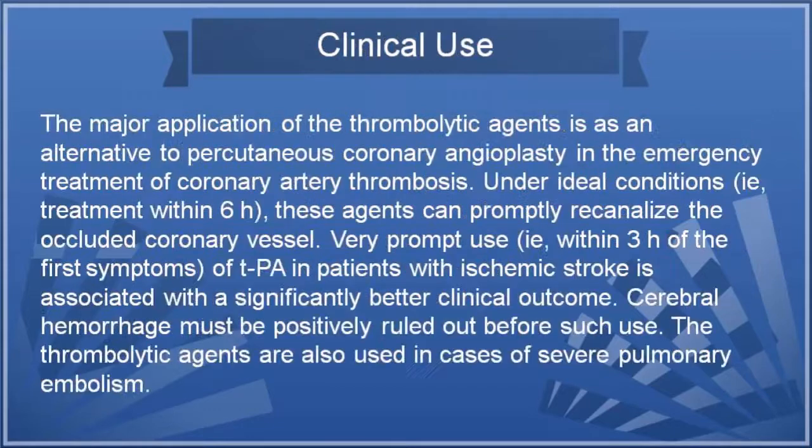Clinical use. The major application of the thrombolytic agents is as an alternative to percutaneous coronary angioplasty in the emergency treatment of coronary artery thrombosis. Under ideal conditions, i.e., treatment within 6H, these agents can promptly recanalize the occluded coronary vessel. Very prompt use, i.e., within 3H of the first symptoms, of TPA in patients with ischemic stroke is associated with a significantly better clinical outcome. Cerebral hemorrhage must be positively ruled out before such use. The thrombolytic agents are also used in cases of severe pulmonary embolism.